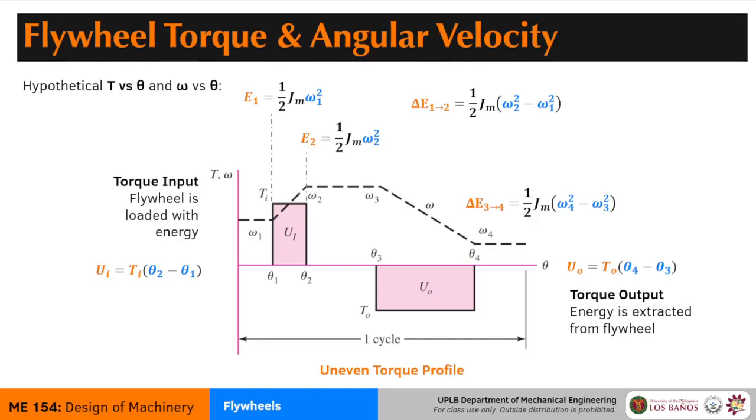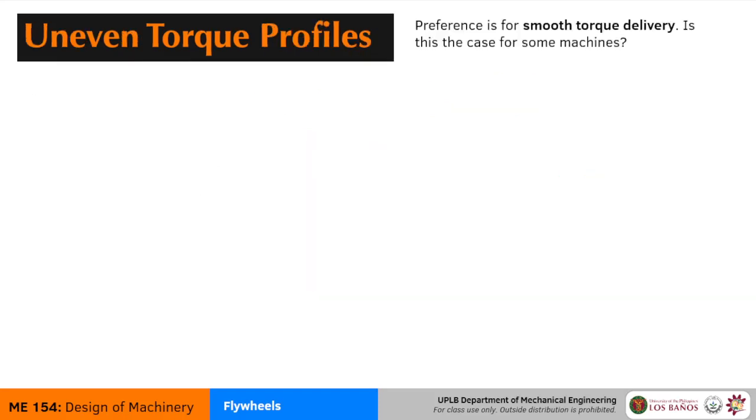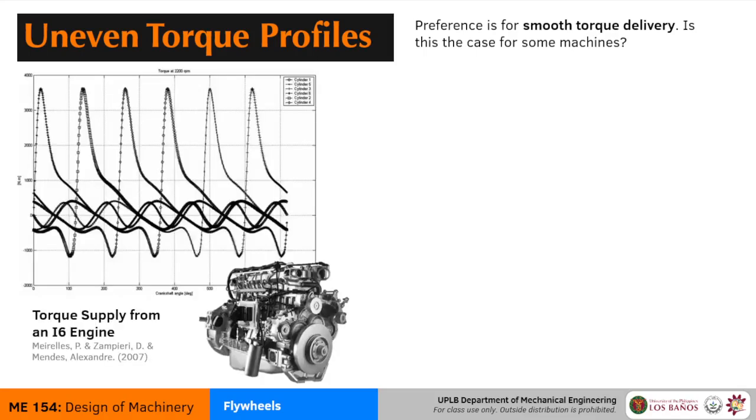All right, so let's proceed. In real applications, we do see a lot of uneven torque when there is either reciprocating motion or shock loads. One example of a reciprocating motion is the combustion engine. What you see here is the torque profile of an I6 engine. I6 meaning it has six inline piston cylinders and they are firing in a particular order.